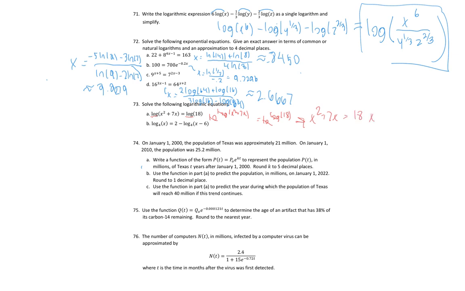We can subtract that over. x squared plus 7x minus 18 equals 0. That factors to (x plus 9)(x minus 2). x equals 2 and minus 9. But we need to double check to make sure both of those work.